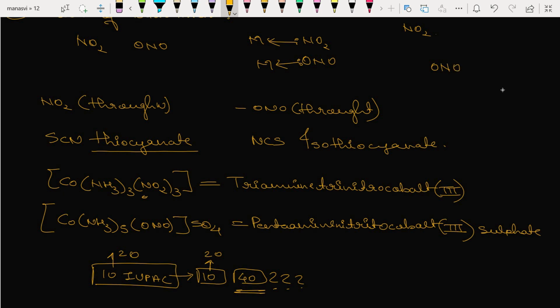Okay. Now name it. First, check whether the complex ion is cationic, anionic or neutral. Then calculate the oxidation state or oxidation number. Accordingly we write the name: triamine trinitro cobalt 3. Second example, something is written on the right hand side, hence the complex ion is positive, cationic, and no characteristic ending is given. So the name would be pentaamine nitrito. NO2 is nitro, ONO is nitrito, nitrito cobalt 3 sulfate.